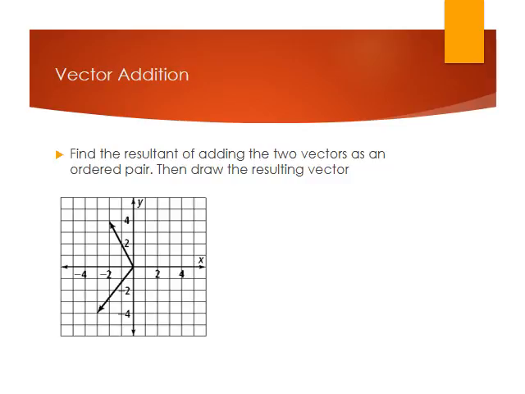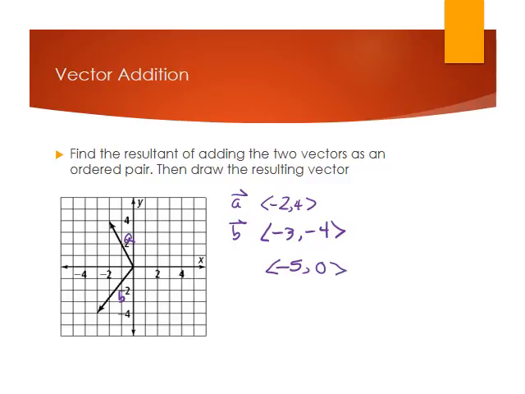Okay, so now when we find the resultant of adding the vectors as an ordered pair, if I call this my vector A, its ordered pair would be <-2, 4>, and if I call this B, B is going to be <3, -4>. If I add my x's, -2 and 3 is going to be 1, and then 4 and -4 is 0.